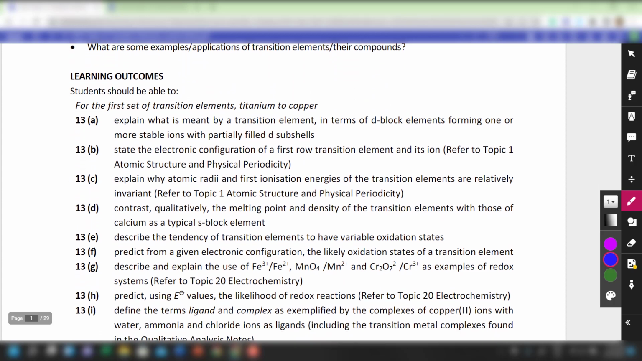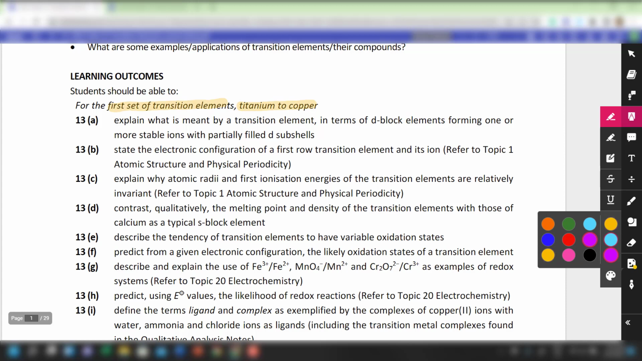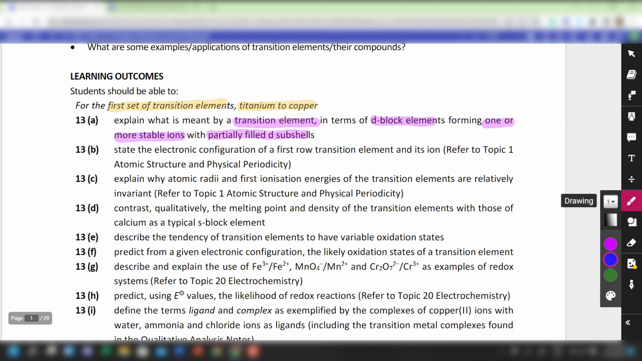For the learning objective, you notice that for the first set of transition elements, the focus is from titanium to copper. You were told that you need to explain what is meant by transition elements in terms of d-block elements forming one or more stable ions with partially filled d subshells.